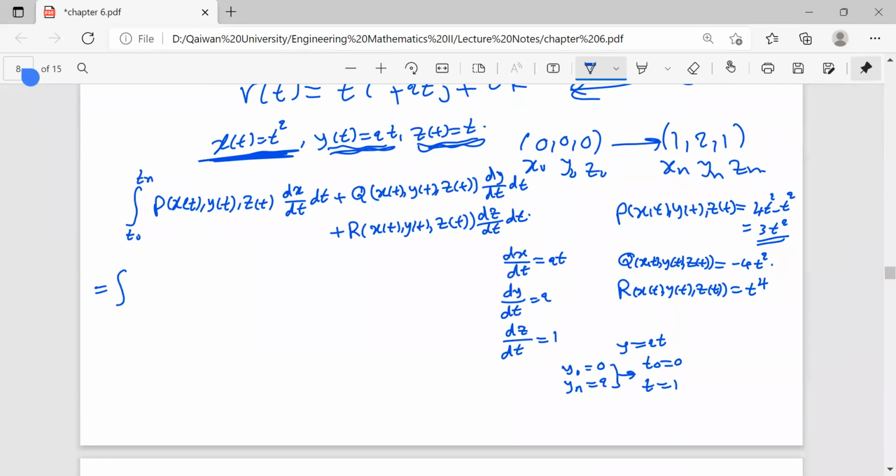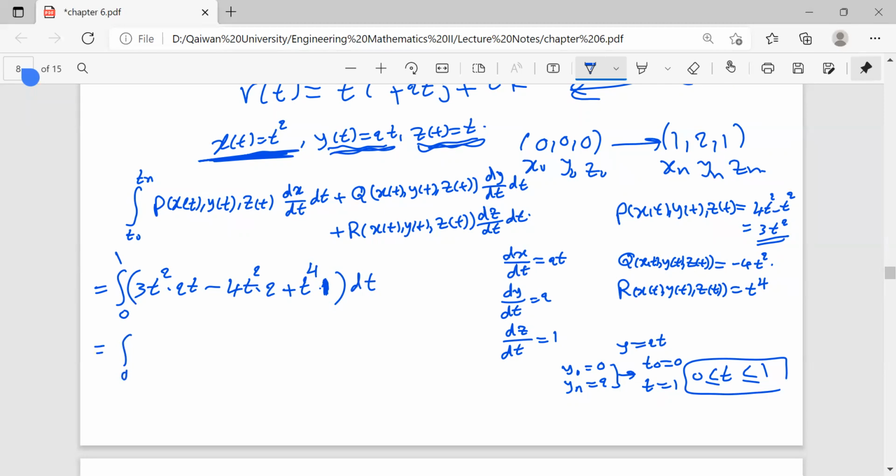Now we say this equals the integration from 0 to 1, that means t is from 0 to 1. P of x of t, y of t, z of t is 3t squared, multiplying by dx by dt, which is 2t, minus 4t squared. I'm just going to write dt for all terms. Then 4t squared times dy by dt, and dy by dt is 2. Then plus t to the power 4, multiplying by 1. All dt.